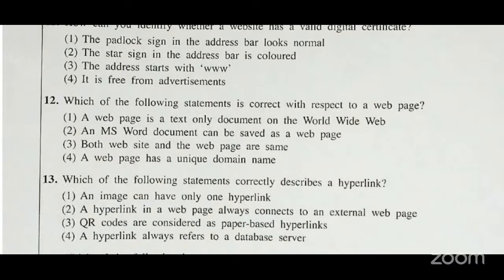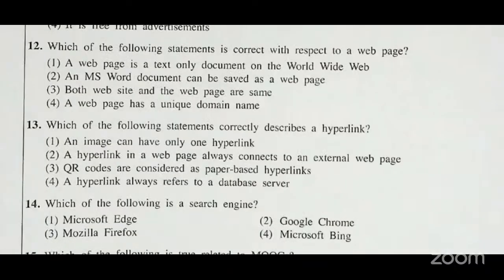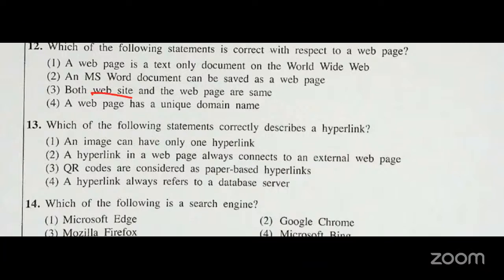Which of the following statements is correct with respect to a web page? A web page is a text only. A web page has multiple content, photos, everything, and an image document can be saved as a web page. Yes, kids, an image word document can be directly saved as a web page. Through word application software, you can save web pages. Both websites and web pages are the same? No, obviously not, Lamine. A website is a collection of web pages. Obviously, it's wrong.